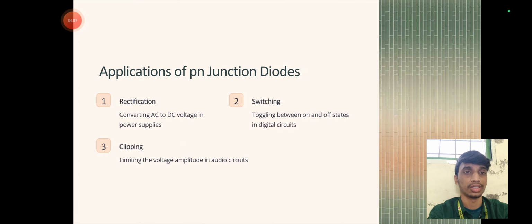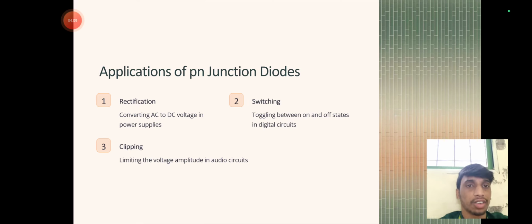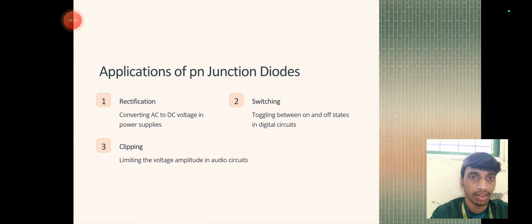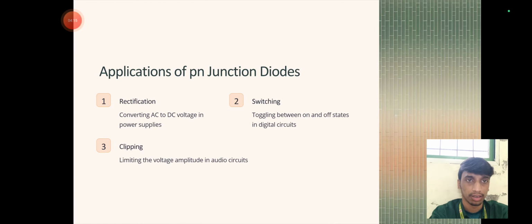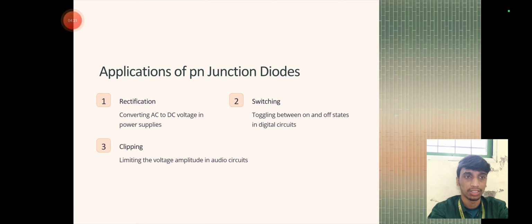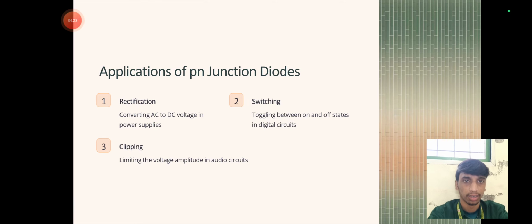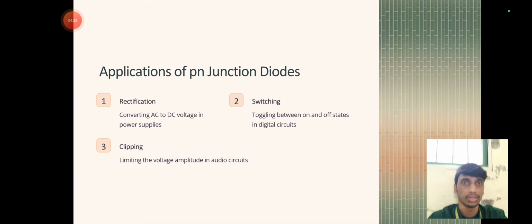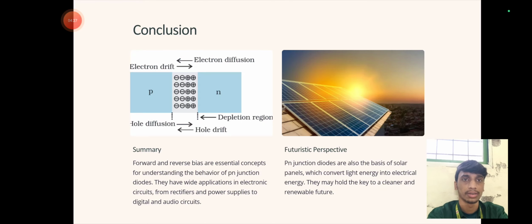Applications of PN junction diodes. Rectification: converting AC to DC voltage in power supplies. Switching: toggling between on and off states in digital circuits. Clipping: limiting the voltage amplitude in audio circuits.